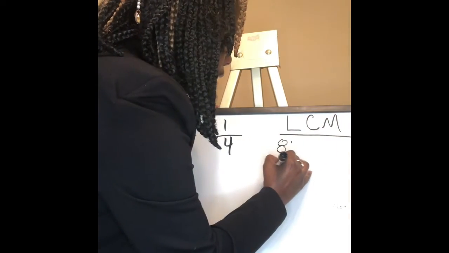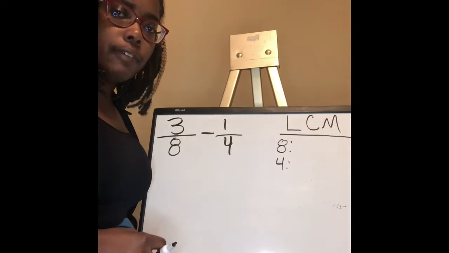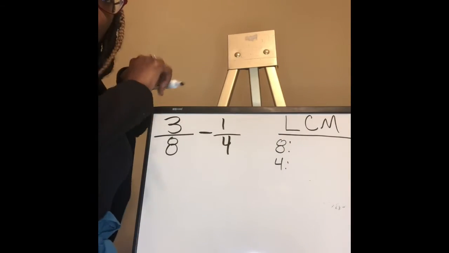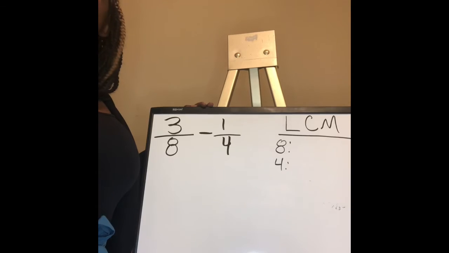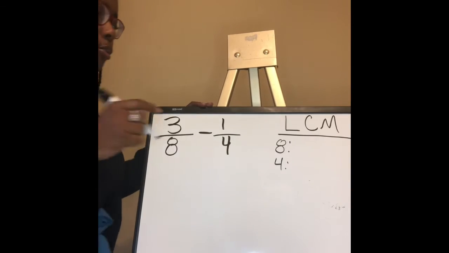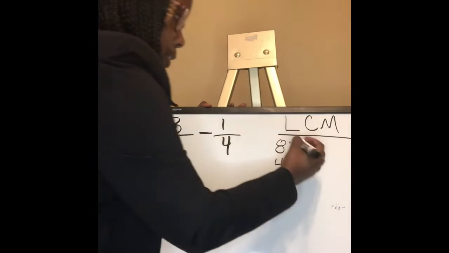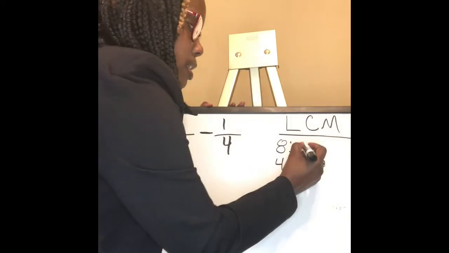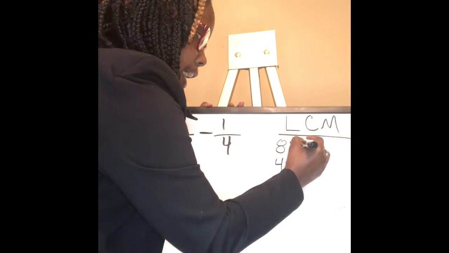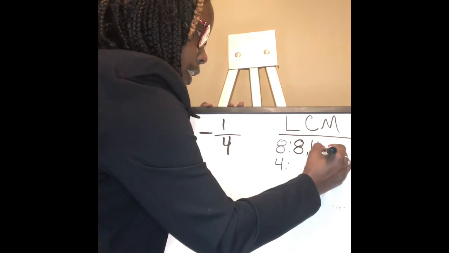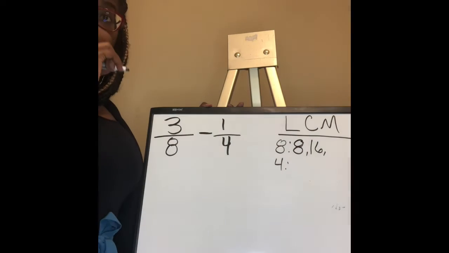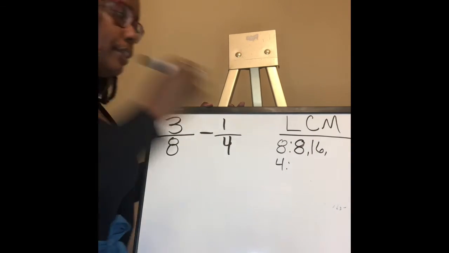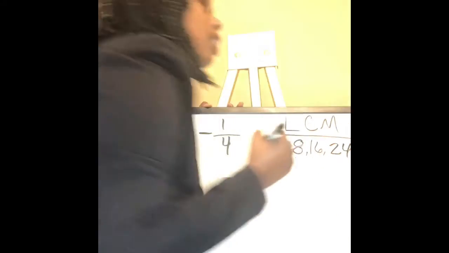So I'm going to give you time to write down the multiples of 8. All right. Let me see. Samuel, what are the multiples of 8? You can give me the first 3. So we have 8, 16, and 24. All right, good job.